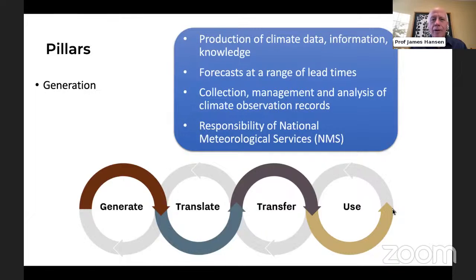So all of these are the mandate of National Meteorological Services. Every country that has a functioning government has a National Meteorological Service, or NMS. At a minimum, every country that has an airport has to have a National Meteorological Service, because international airlines won't fly into a country unless they have good information about the atmosphere. But National Meteorological Services have the mandate for providing weather and climate information for a range of stakeholders and sectors.